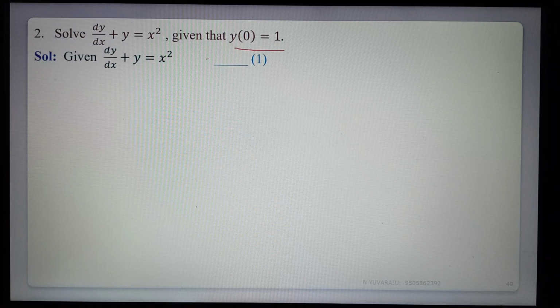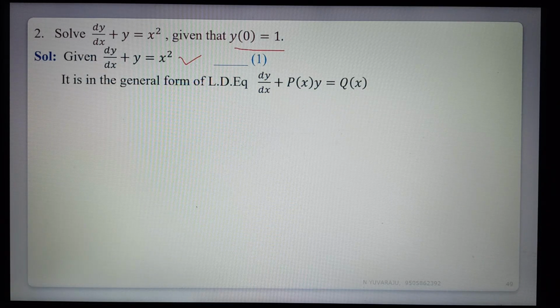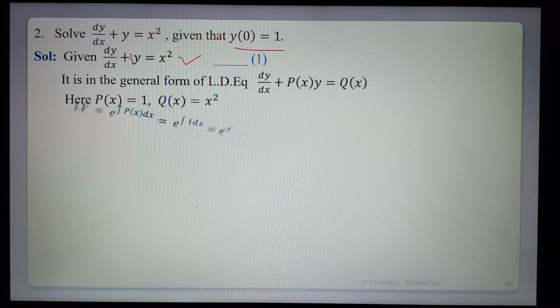So the given equation is directly in the form dy by dx plus p y is equal to q of x. So direct form where p of x is equal to 1 and q of x is equal to x square. Now finding the integrating factor, e power integration of p of x dx, integration of 1 dx, that is e power x.